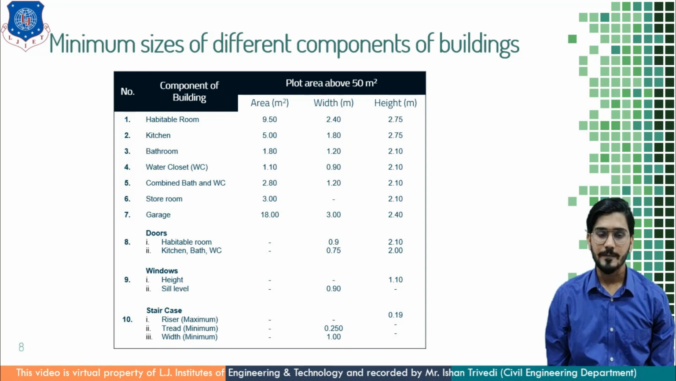Then staircase, the riser maximum for a residential building is 0.19 meter. Tread is 0.25 meter, whereas the minimum width of a staircase is 1 meter. You can take 1, 1.2. In public buildings, it starts with 1.5 meter. So these are the minimum sizes of different components of a building.